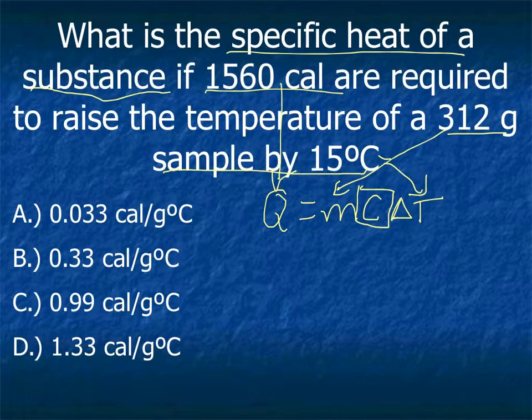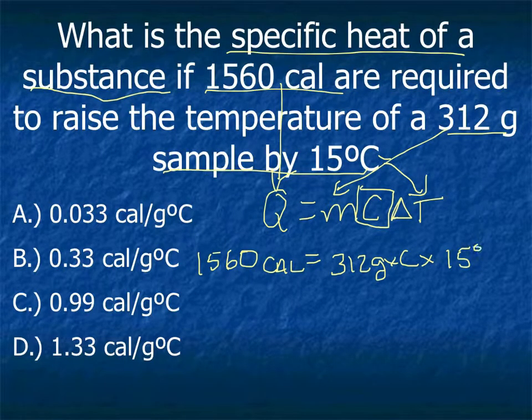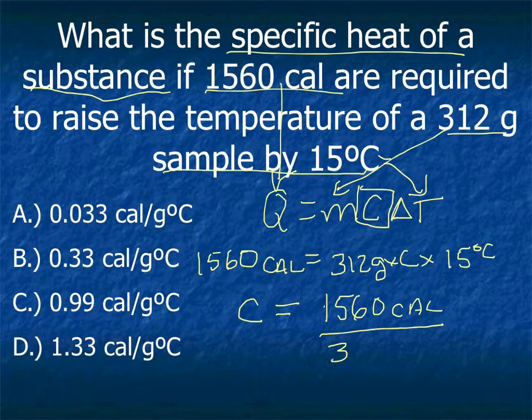So let's just set that up over here. We'll give ourselves some room here. 1500 calories equals mass, which is 312 grams, times C, which we don't know, and then delta T is 15 degrees C. We can rearrange this equation to say that C equals 1500 calories divided by 312 grams times 15 degrees C.